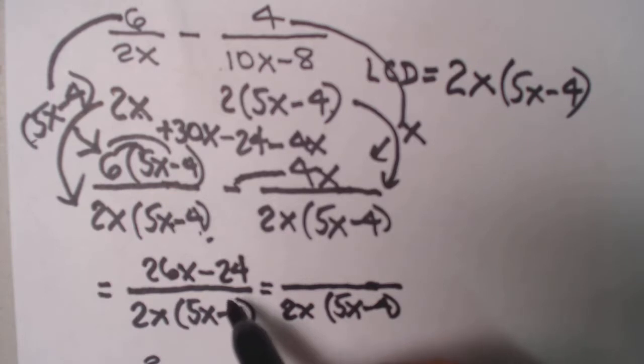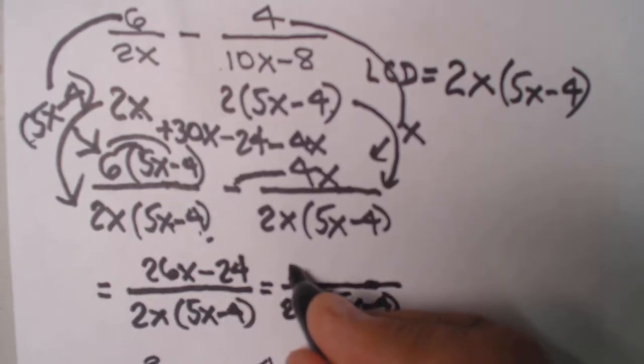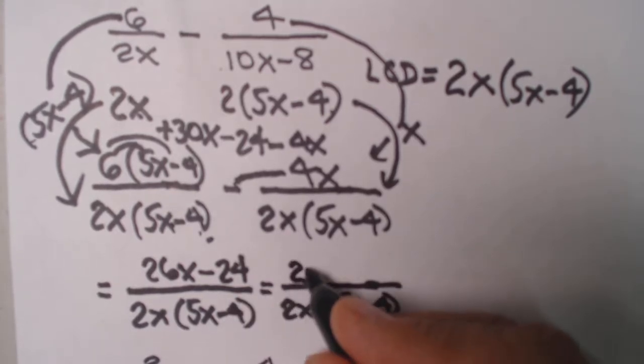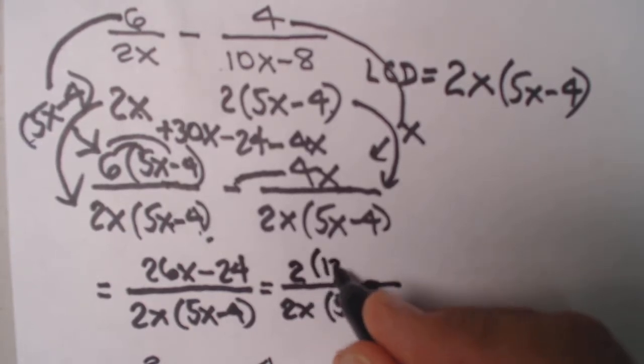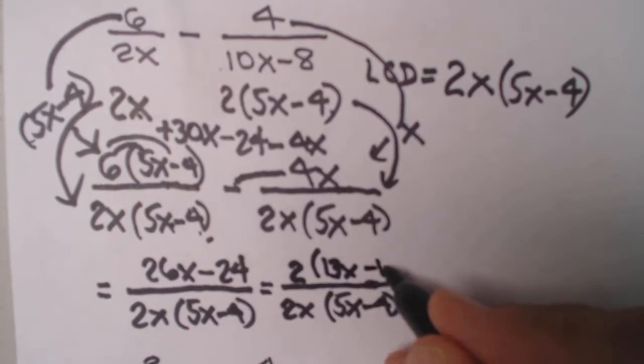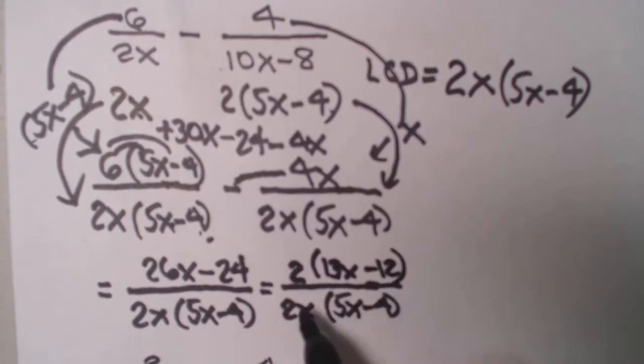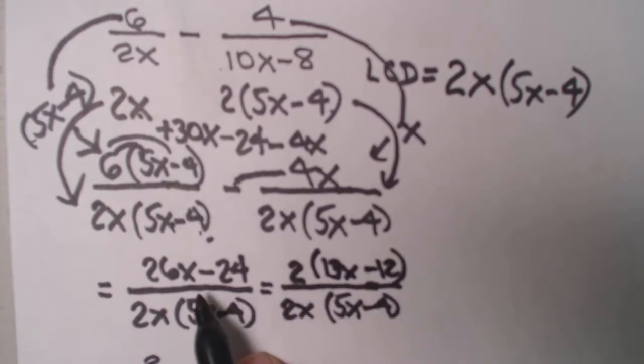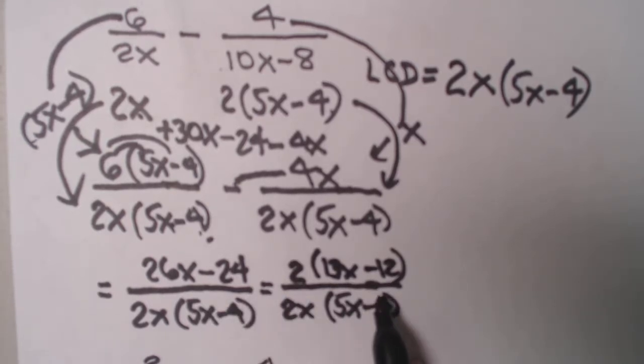Yeah, okay, and there's no 13s here, so reverse distributive law, factoring out the GCF, I can factor out a 2, and what I'll have is 13x minus 12. Okay, let's double check that that's right by multiplying it back. 2 times 13x is 26x, 2 times negative 12, negative 24.